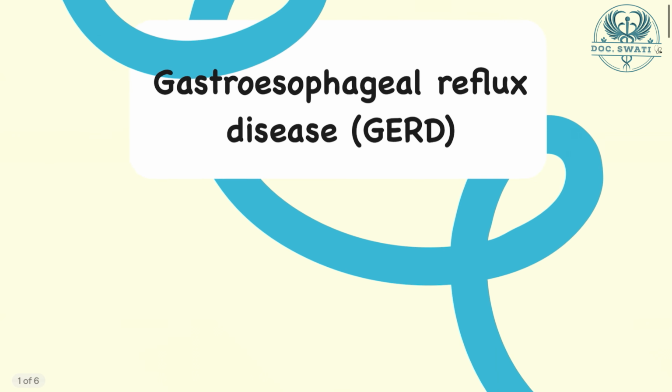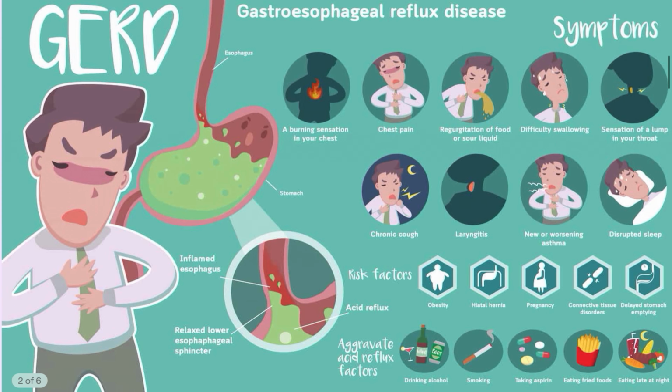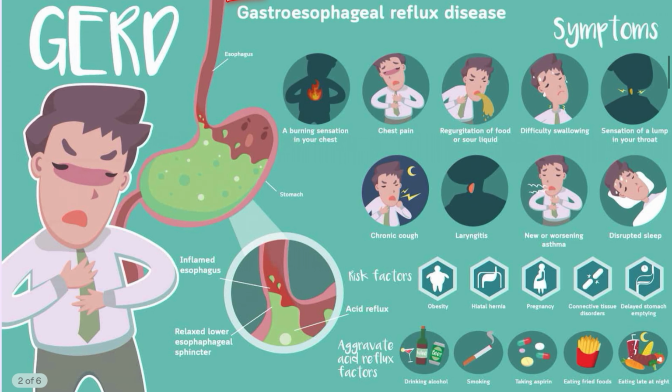So, what is GERD? It is a digestive disease in which stomach acid or bile irritates the food pipe lining. This is a chronic disease that occurs when stomach acid or bile flows into the food pipe and irritates the lining. Acid reflux and heartburn more than twice a week may indicate GERD.